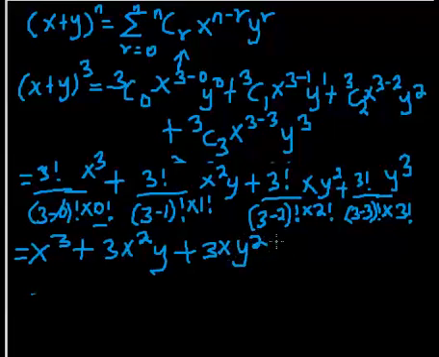Then the last but not the least, I have 3 factorial divided by (3 minus 3) factorial, which is 0 factorial, which is 1. And of course 3 factorial divided by 3 factorial is 1. So I have 1y, y raised to the power of 3. As you can see, this is the same as what we did with Pascal's triangle.